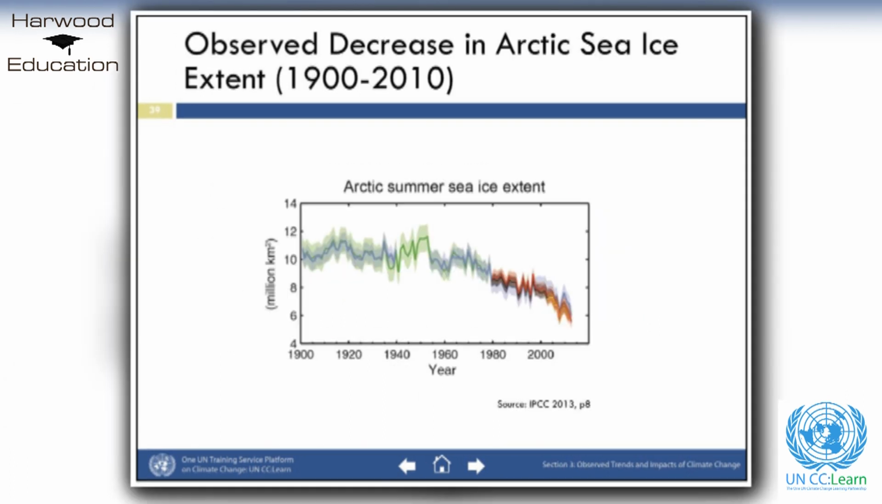Observed decrease in Arctic sea ice extent, 1900 to 2010. Over the last 2 decades, the Greenland and Antarctic ice sheets have been losing mass. Glaciers have continued to shrink almost worldwide, and Arctic sea ice has continued to decrease in extent. The graph illustrates the decrease in summer sea ice extent in the Arctic between 1900 and 2010. The spatial extent has decreased in every season since 1979.